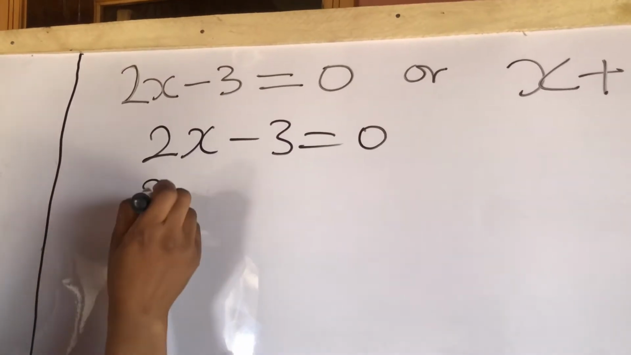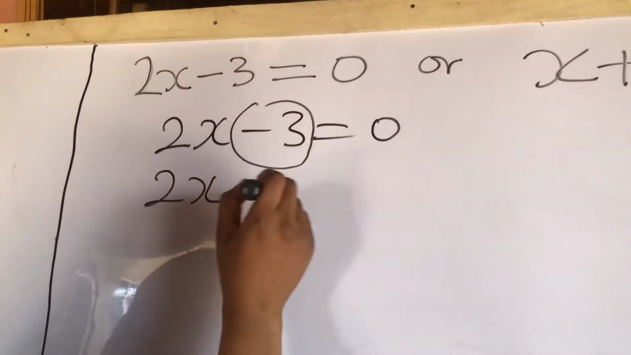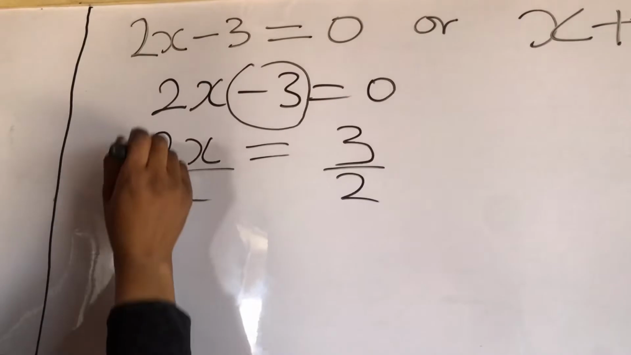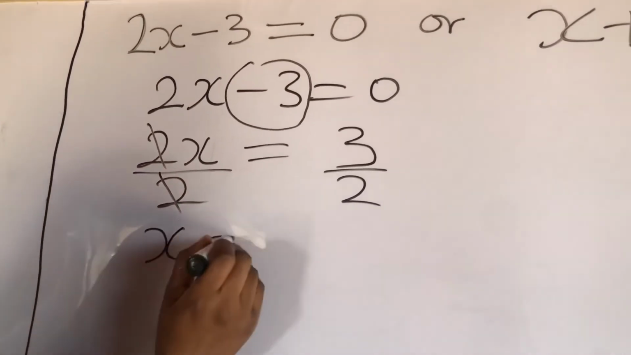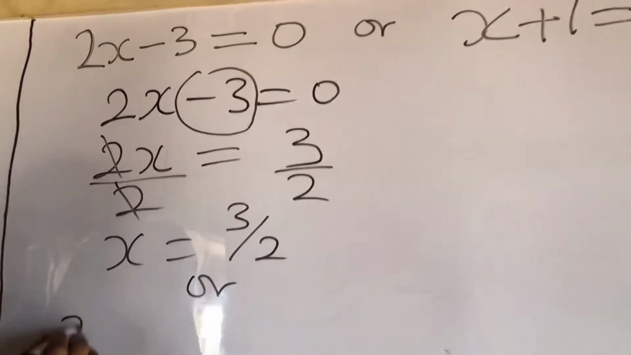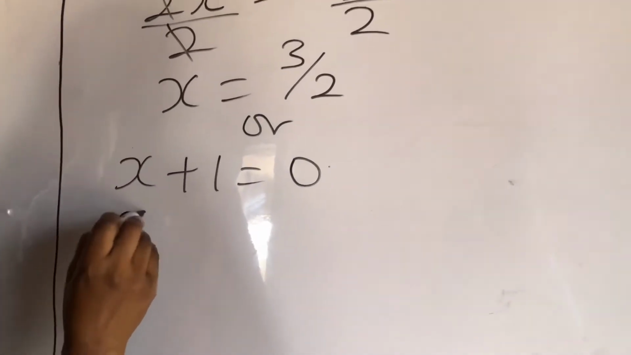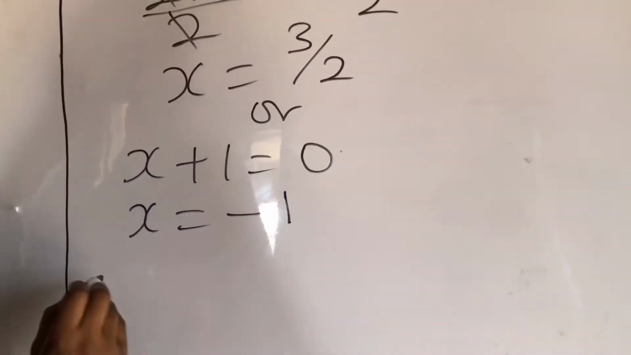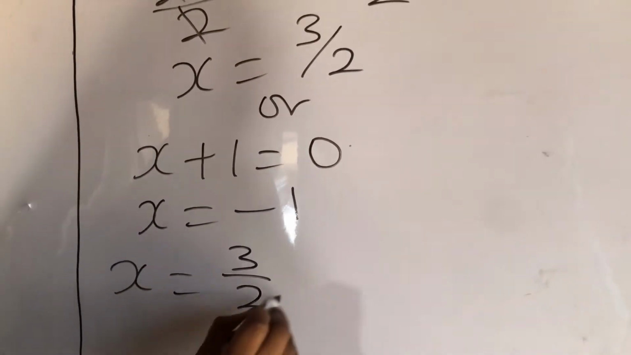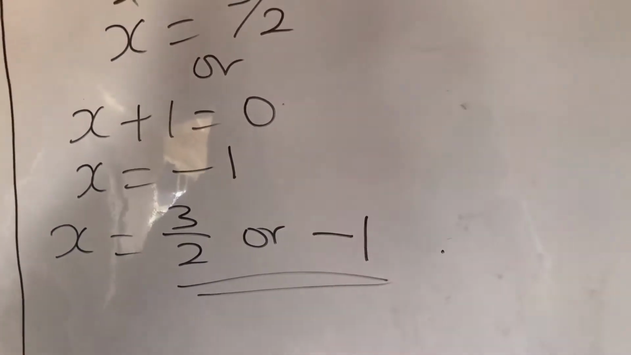So we have 2x equals 3, since minus 3 goes out and becomes positive. Divide both sides by 2. So the 2 cancels 2. X is equal to 3 over 2. Or if you take x plus 1 is equal to 0, that means x will be equal to minus 1. So we have the answer: x is equal to 3 over 2, or x is equal to minus 1. So that's the value of x.